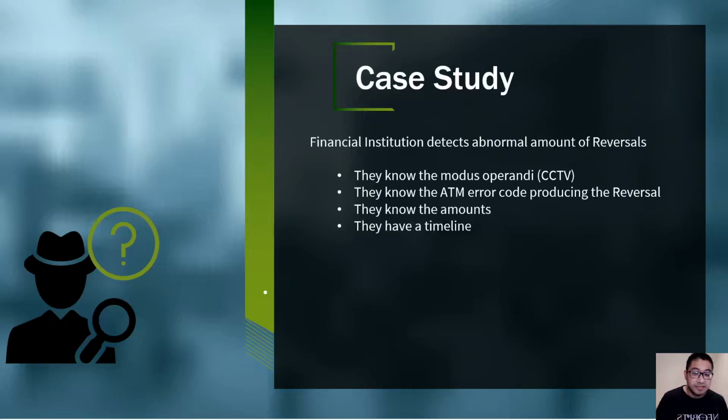So now this is a forensic case study that I attended. In this project, the financial institution detected an abnormal amount of reversals. They know the normal flow of reversals, but suddenly they saw a spike. When I was called, they told me, we know the modus operandi because we saw the records of the video cameras. We know which ATM error is producing these reversals. We know how much money was stolen, and we know the timeline.